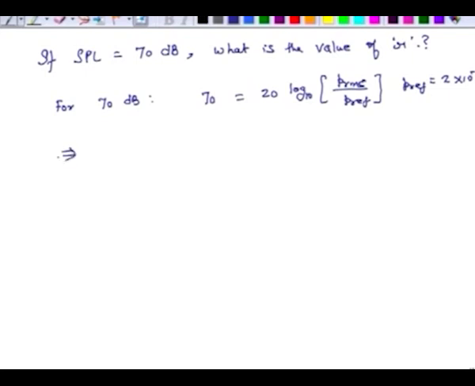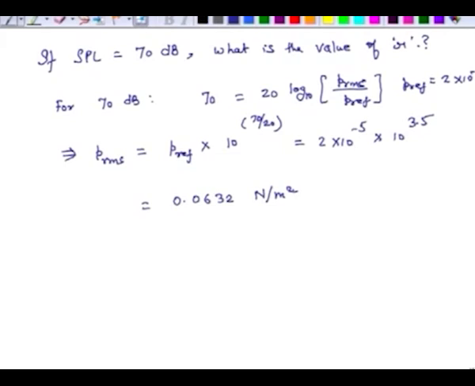So, from this equation we can say that P RMS equals P ref times 10 to the power of 70 divided by 20, and that is equal to 2 times 10 to the power of minus 5 times 10 to the power of 3.5, and this equals 0.0632 newtons per square meter. Now, this is the RMS pressure. So, our next question is, what is the value of peak pressure?